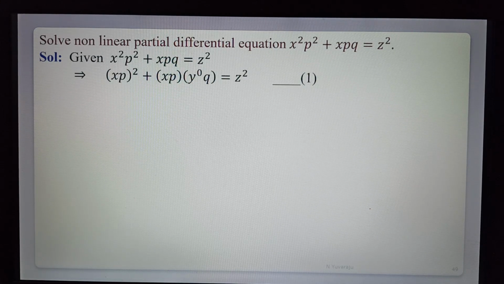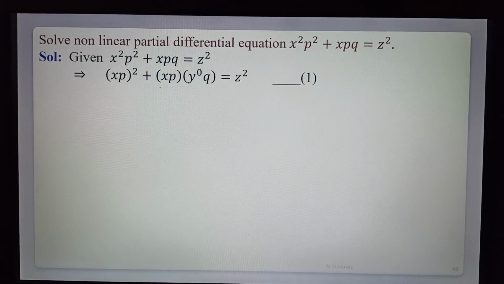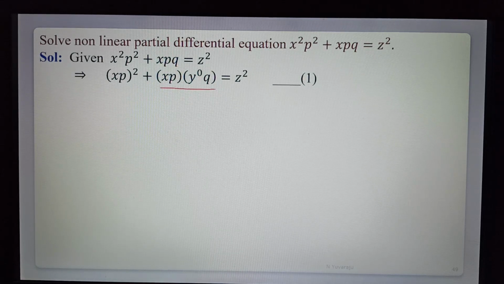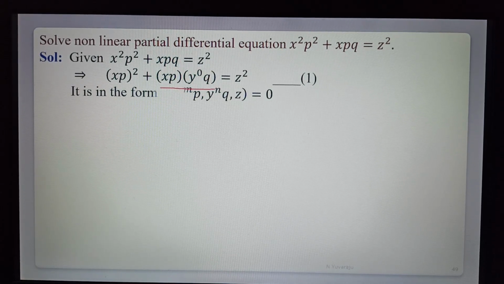So x squared p squared can be written as (xp) whole squared, plus xp into q, but there is no y, so y power 0. So y power 0 into q is equal to z squared. Here the q coefficient has no y, so it can be written as y power 0 into q. This is the standard form f of x power m p comma y power n q comma z is equal to 0.